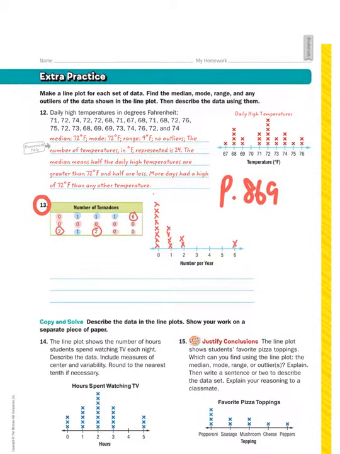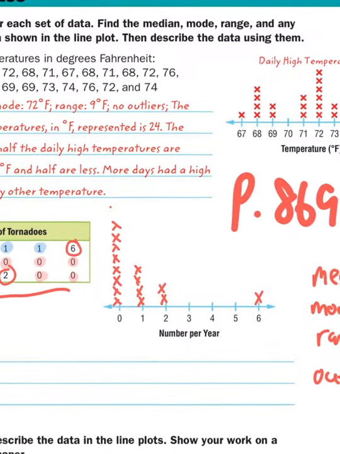So now, the next job is we have to write a sentence and we have to find the median, mode, range, and outliers. So let's start with the median. Now, when I count the numbers, I notice there's 3 times 5. So there's 15. So that means there should be one middle.